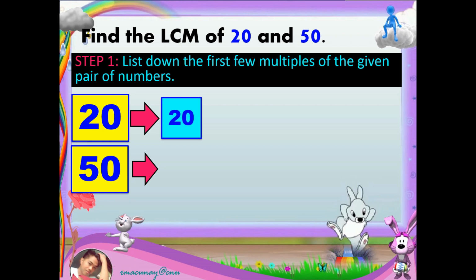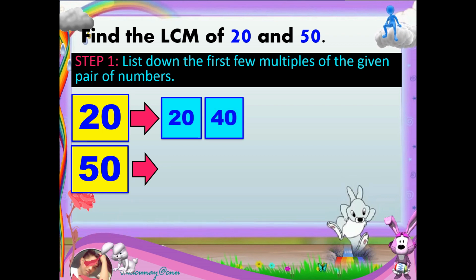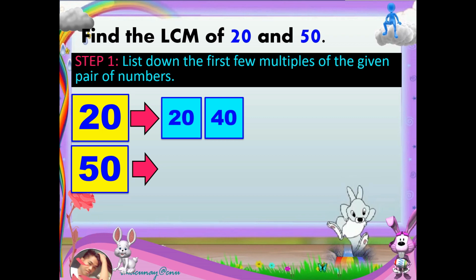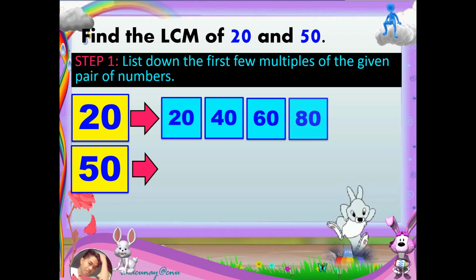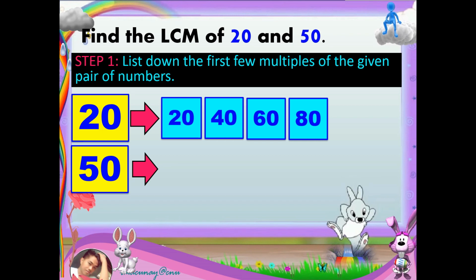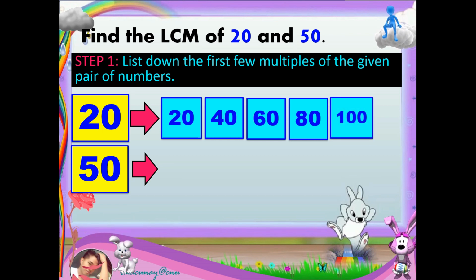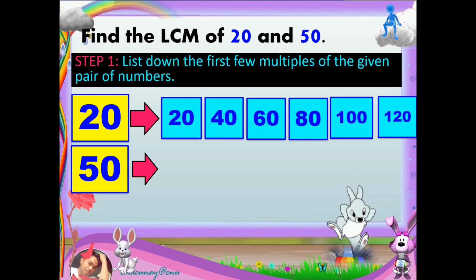Next, 20 times 2 equals 40. 40 now becomes the second multiple. 20 times 3 equals 60. 60 being the third multiple. 20 times 4 equals 80. So 80 is the fourth multiple. 20 times 5 equals 100. The fifth multiple. 20 times 6 is equal to 120. So those are the first 6 multiples of 20.